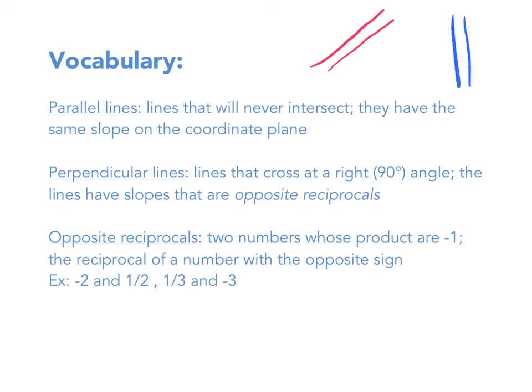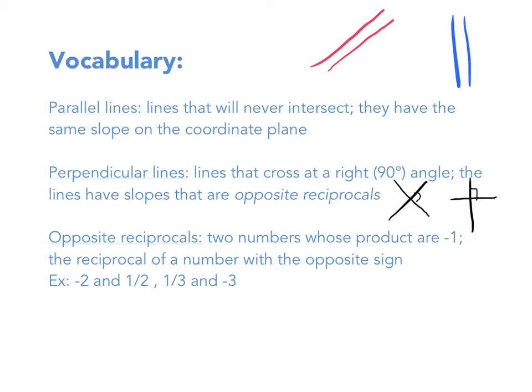Perpendicular lines are lines that cross at a right 90-degree angle, and when you see this on the graph, you'll see a 90-degree angle like that. So the x and y axes are actually perpendicular axes. And then sometimes you'll see lines that go like this, and if you see that box that says it's a right angle, then you know that they're perpendicular.